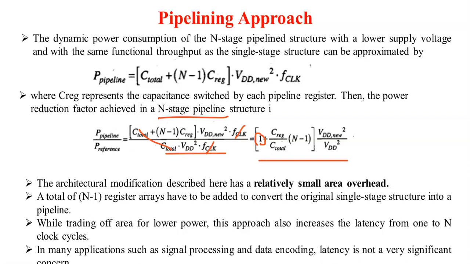Compared to other approaches, with this architectural approach the area is relatively small, and a single stage is converted into n stages by using the n-1 register array. The latency of the circuit is n clock cycles, which is acceptable latency. Where the latency is not important, at that place we use the pipelining approach.